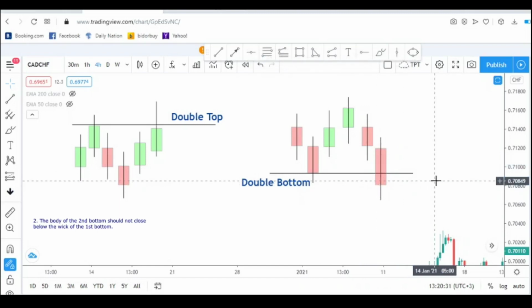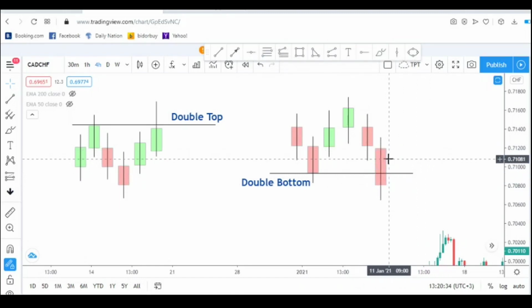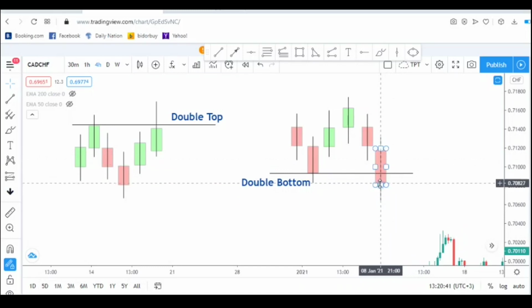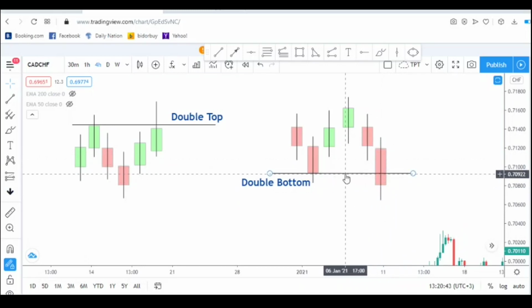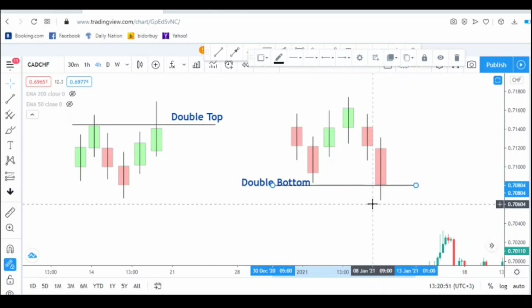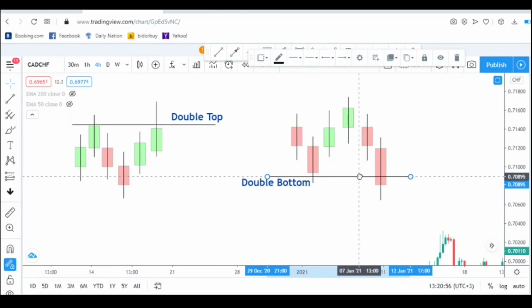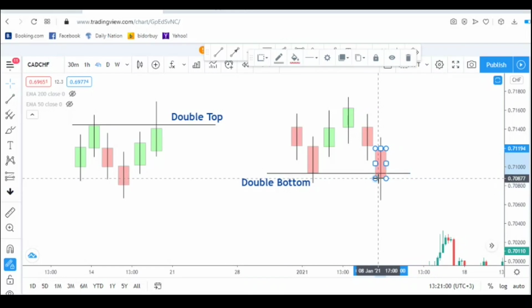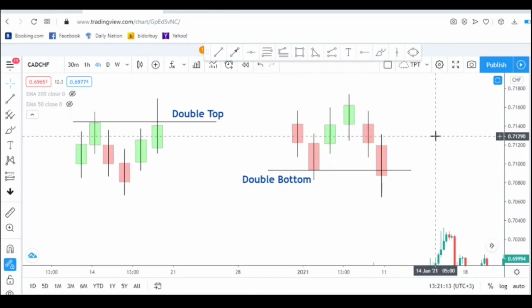The second rule is that the body of the second bottom should not close below the wick of the first bottom. Now this one is the body, the shaded red one is the body of the second bottom. So if we have a situation where the body closes below the wick of the first bottom, this is an invalid double bottom. So how should it be? The body should not close below the wick of the first bottom. And these are the two rules that I use for the double bottoms and double tops.